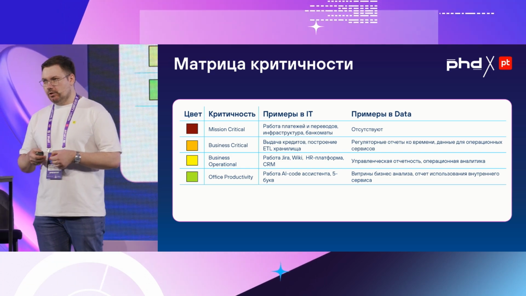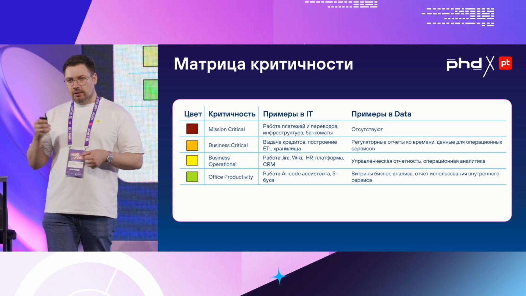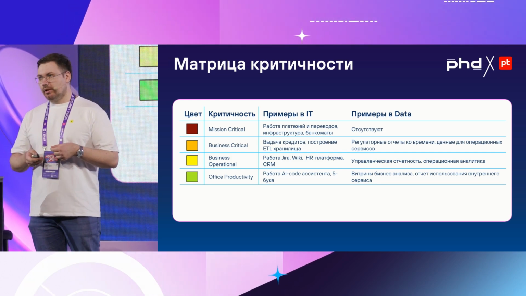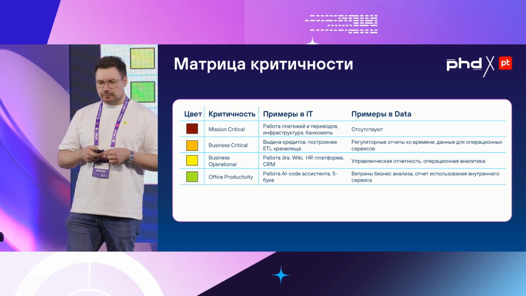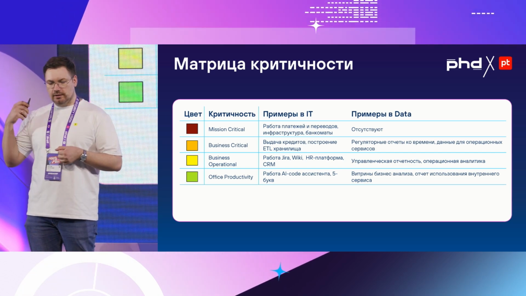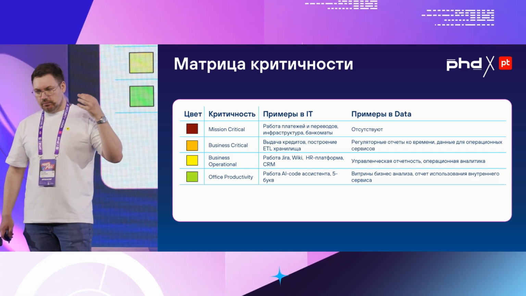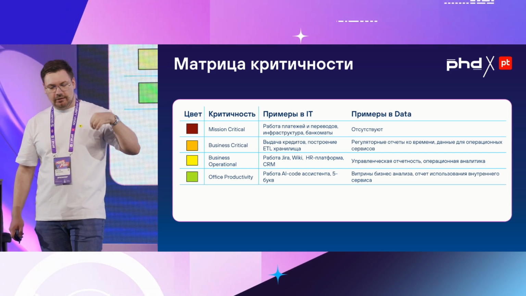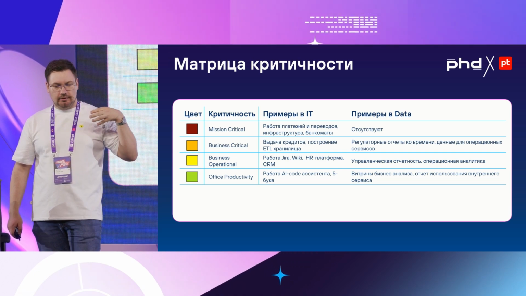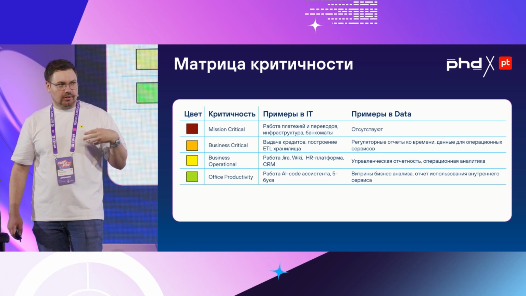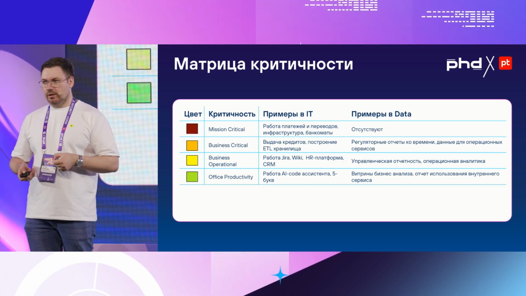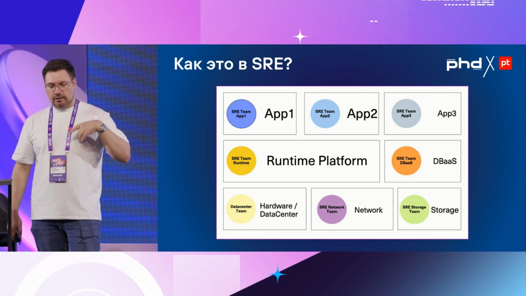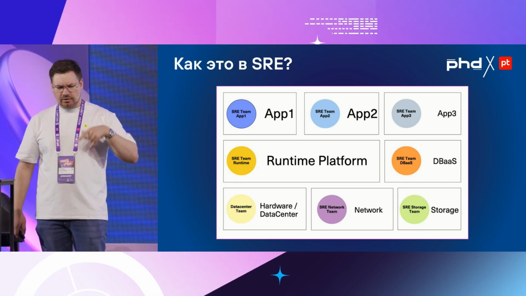In IT, for example, this is loan origination, building an ETL storage, and in data, it is the regulatory reporting just in time. And below, there is business operational: the work of Jira, Wiki, HR platform, CRM systems. And in data, we are talking about all sorts of operational analytics and managerial reporting. In office productivity, this is about the work of AI assistants, the availability of data from stores for the business analytics.